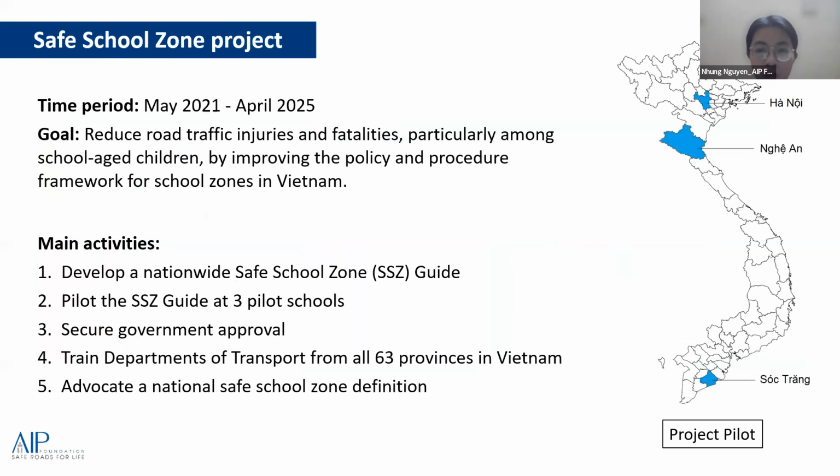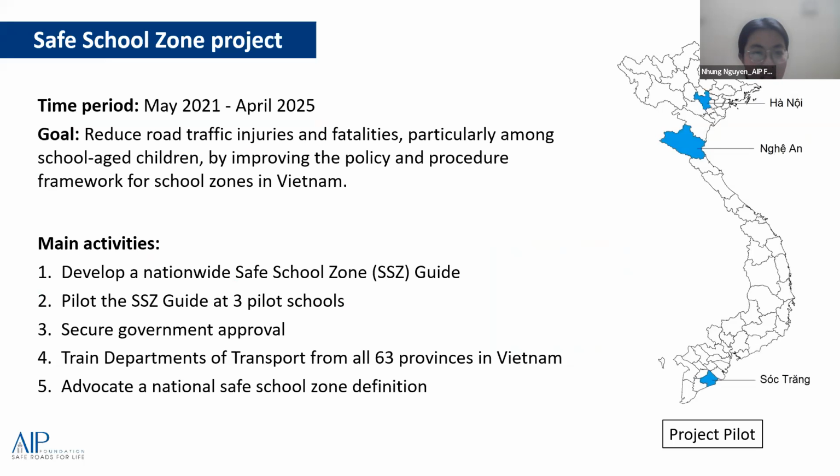So in response to this crisis, in 2021, the AIP Foundation initiated a project which aims to improve road safety conditions for students in school zones on a larger scale. This project is meant to improve the policy and procedure framework for school zones in Vietnam by having the government establish a set school zone guide for all the schools in the country.